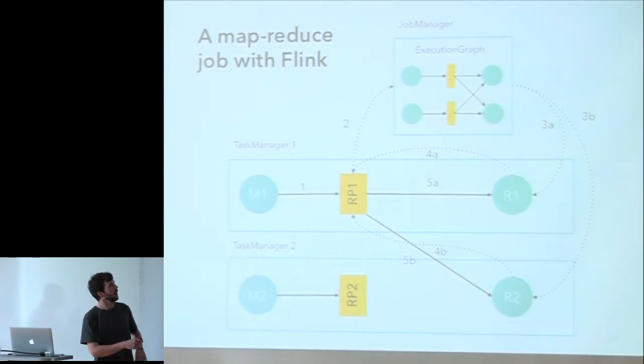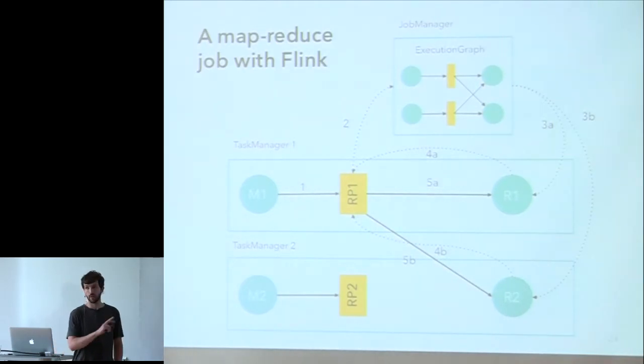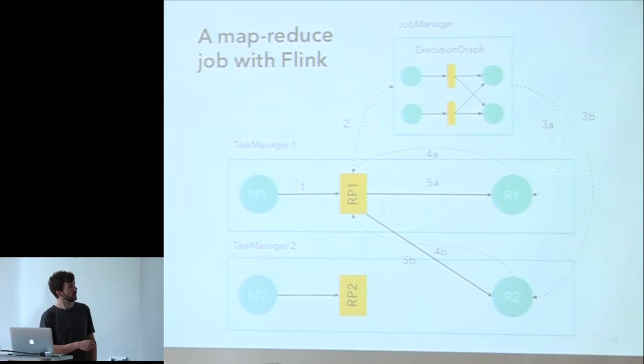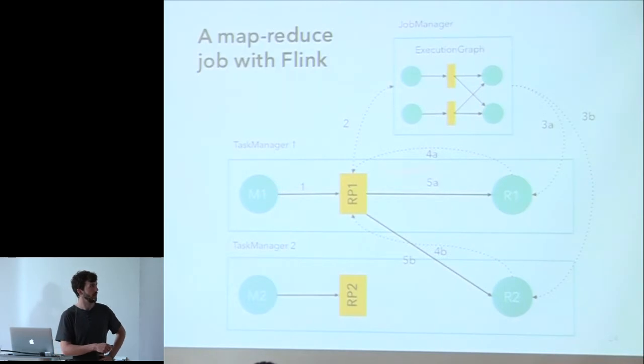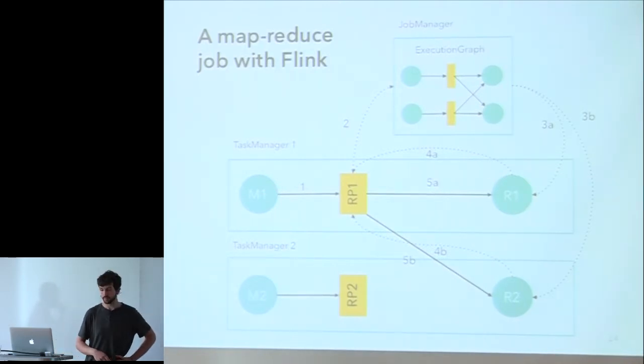So I wanted to show you what really happens at runtime when we execute a job graph, which is turned into an execution graph at the job manager. As I told you, the job manager is responsible for managing the whole execution. What it will do first is bring up tasks at the task managers, and as I told you, this is a task slot here, so it can be not only one task but several, like here a map and a reducer in one task slot.